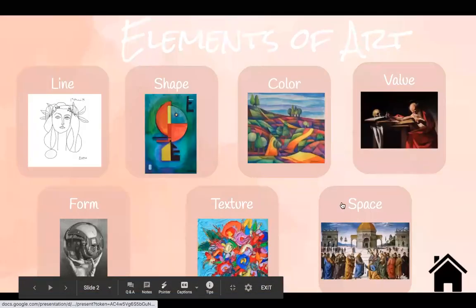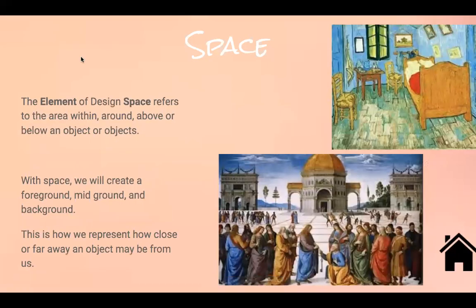And lastly, space. Space is the element of design which refers to the area around, above, or below an object or objects. We will see space created with a foreground, midground, and background. This represents how close or far away an object might be from us.